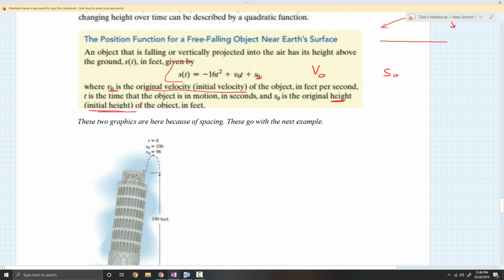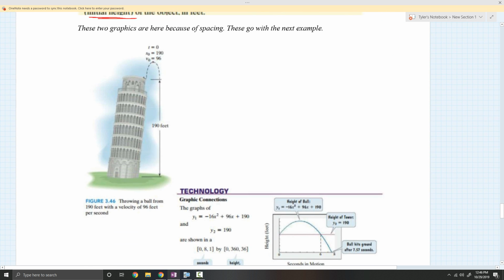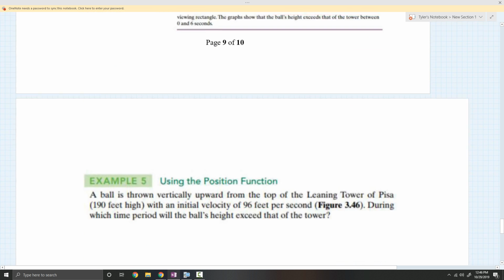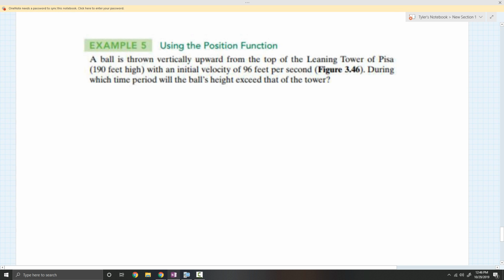So if we know those items, we can plug into this equation, and then we have a quadratic. At the bottom of these pages, these two graphics we're going to use on the next example. I threw them here to save some space. I figured we would need more room to write, so I'll refer back to those as needed.